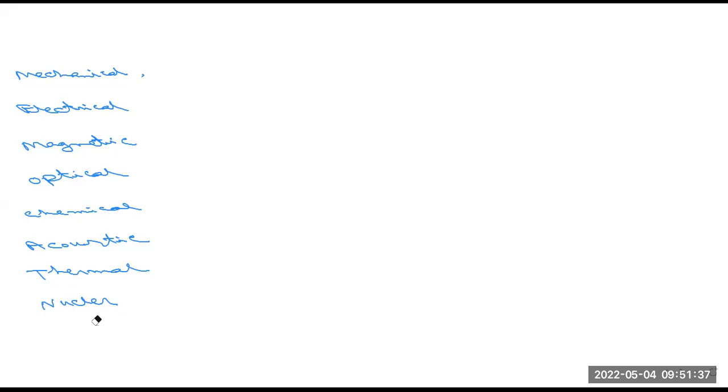Okay. Then nuclear. This is the nuclear power plant. You know that in our nuclear power plant a huge amount of temperature arises. So for this nuclear power plant, different types of nuclear transducers are available. This is basically classified into our nuclear. So these are the basic application oriented transducer classifications. Is it clear?